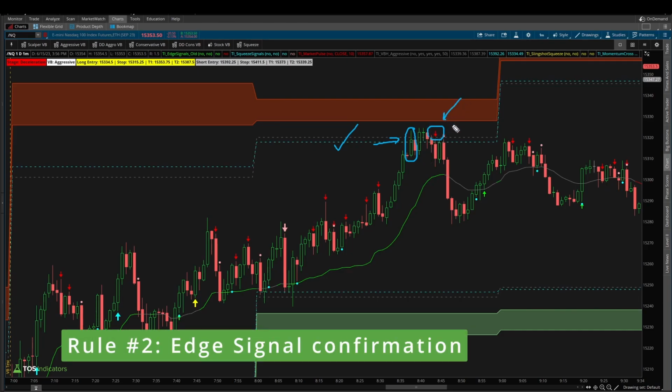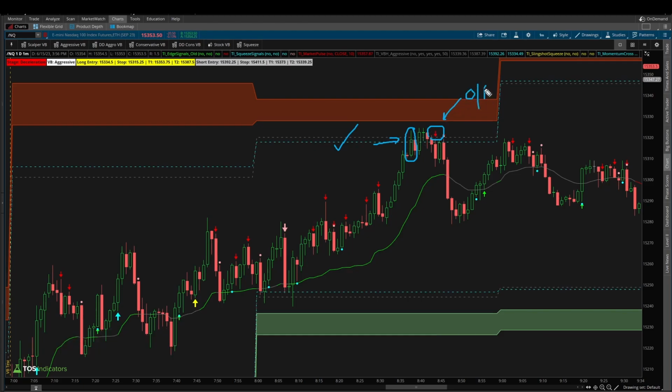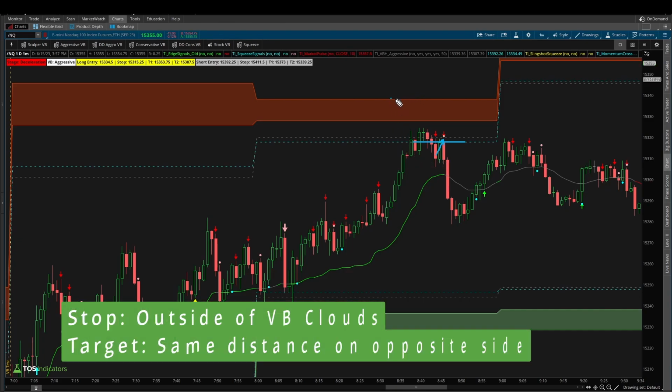That's this red arrow. The red arrow tells us that now we're officially in overbought territory and we're looking for that momentum to reverse. So in today's case in the Nasdaq, we had the breach, we had the edge signal, and we had the retrace back to the sign line, which is where we're looking at an entry. In terms of our stop, it is outside of the volatility box clouds.